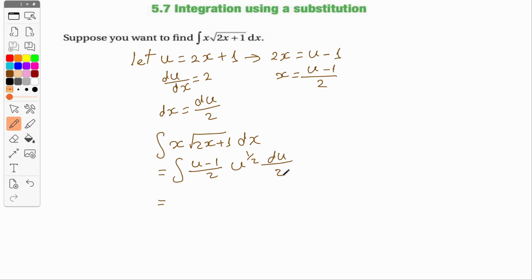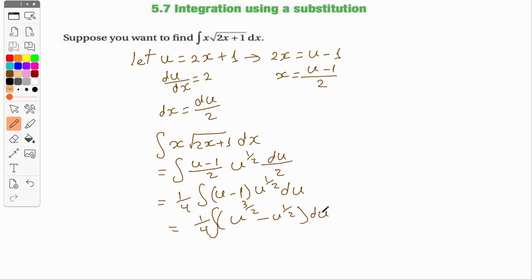Now, 2 times 2 is 4, so it will be 1 over 4 outside the integral. And then we need to multiply the quantity u minus 1 times u power of half du. So keep quarter as it is. Now let's expand the bracket. u times u power of half, by adding the two indices, 1 plus half, it will be u power of 3 over 2. Of course, this is the integral sign. Minus 1 times u power of half, still u power of half, in terms of du.